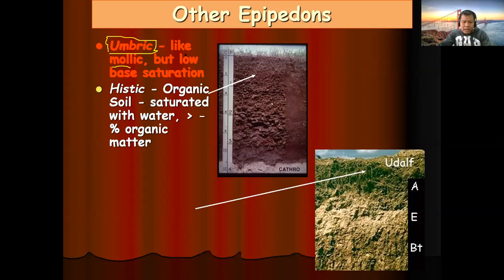We also have histic. Histic from the word organic soils, saturated with water, and more than 20% organic matter. So take note ha, kanina, hindi nasulat. 20% organic matter. So this is not a mineral horizon because it is from an organic source. So this is histic, organic soil saturated with water, more than 20% organic matter. Okay.